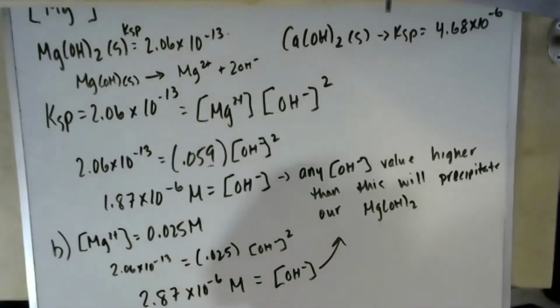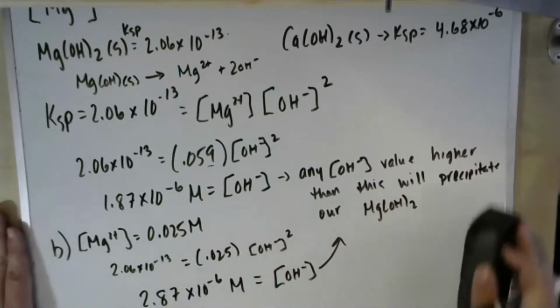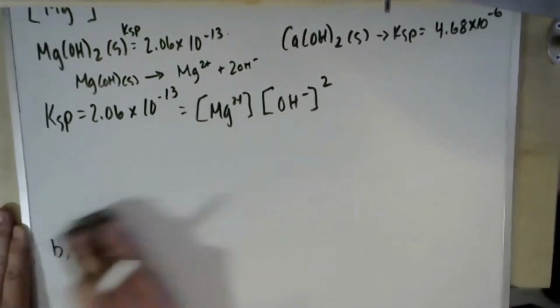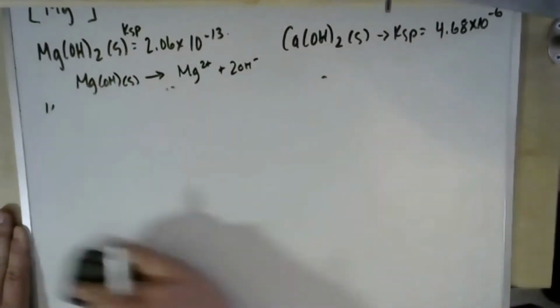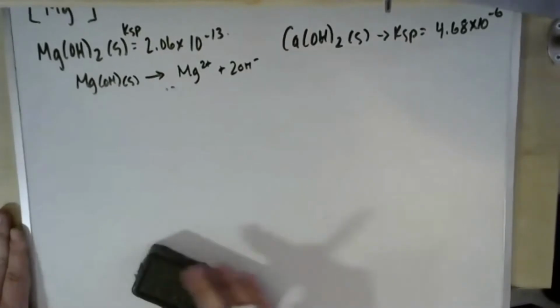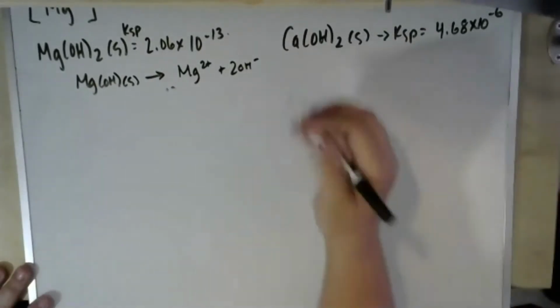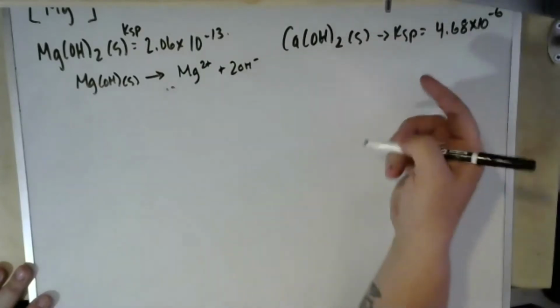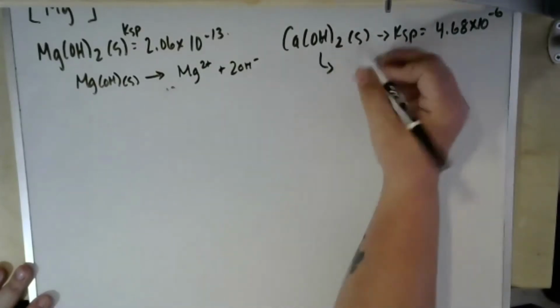Okay, so in this case, it's almost like we have to work a little bit backwards. First, we're going to figure out what concentration of hydroxide ions we would need for our calcium hydroxide to precipitate. So we're going to go through the same process we did for our magnesium hydroxide. We're going to do it for our CaOH2 now.